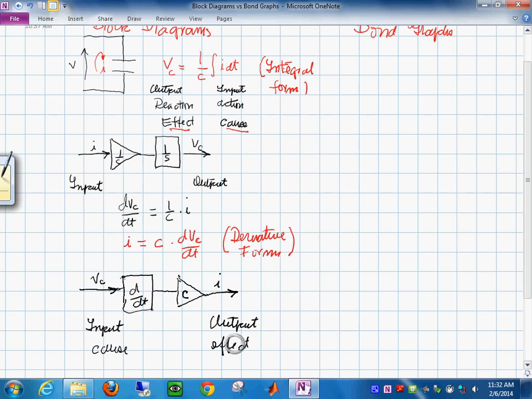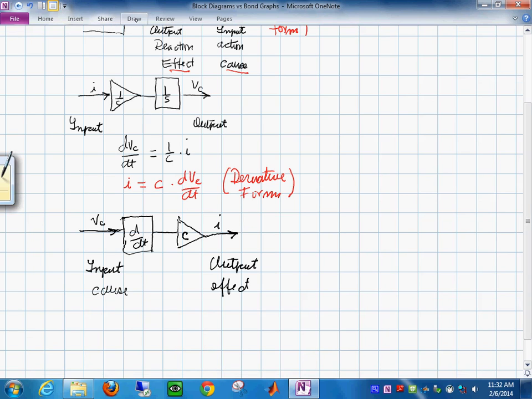Okay, so this is how we represent the equations of the capacitor. So you could say, the conclusion that I'm going to perhaps put in the red color here, it says, the block diagram represents the equations of a C element.